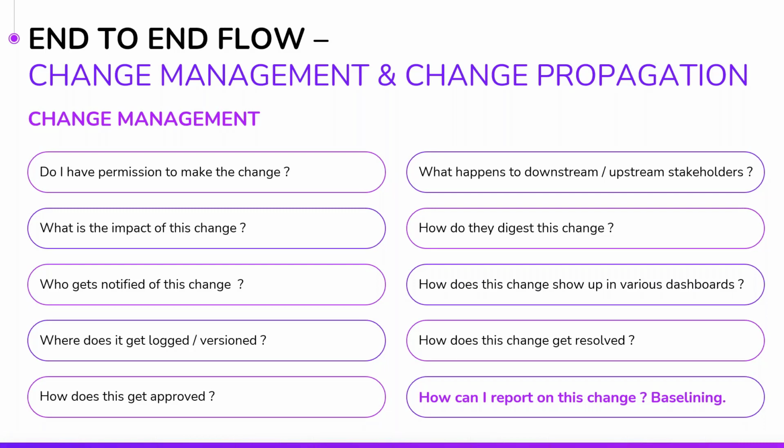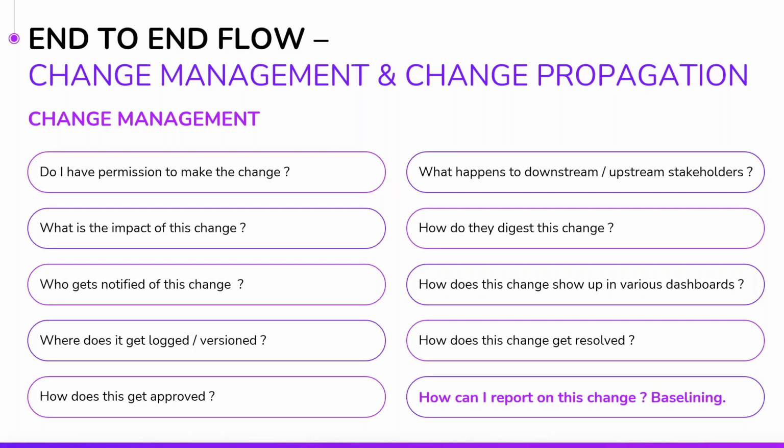So you want to be able to define roles. Only certain roles can make changes. Then you want to be able to see the impact of the change, like when I make this change, how many upstream, downstream requirements is it going to touch? You want to know who gets modified when the change happens. You want to know, is it logged?